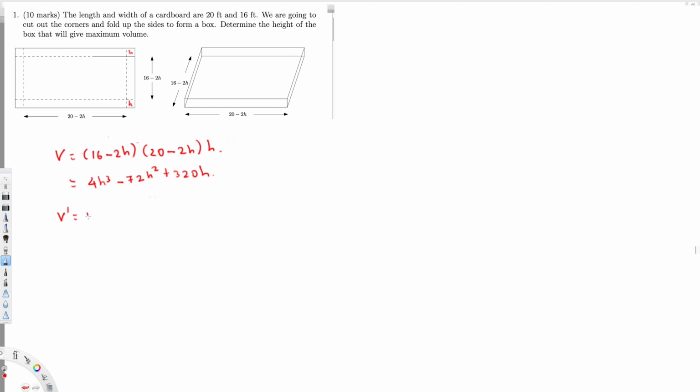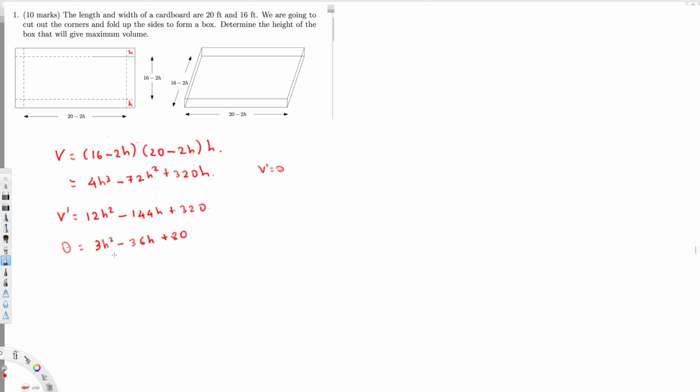The first derivative of this one is going to be 12h squared minus 144h, and this is going to be just 320. And to find the critical points, we have to set this derivative equal to 0, because that's going to give the h critical points. So let's set this equal to 0, and let's see, can we divide this by any number? Yes, of course. We can divide this by 4. So if I divide this by 4, we will get 3h squared minus 36h plus 80 equals 0.